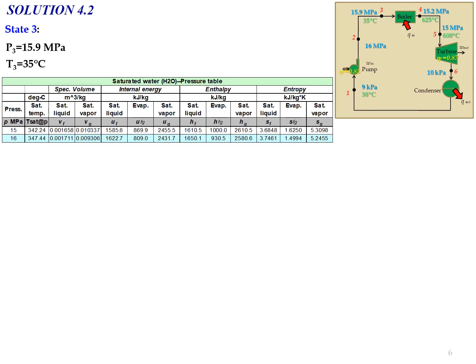So as usual, we need to refer to the saturated water table based on the pressure table and determine the saturated temperature for the pressure of 15.9 megapascal. By using the table, we need to make interpolation. So the value of T saturated at 15.9 megapascal is equal to 346.92 degrees Celsius, and compare with the value of T3 at 35 degrees Celsius. So the temperature T3 is lower than T saturated at 15.9 megapascal, which means that the phase for state number 3 is a compressed liquid phase.